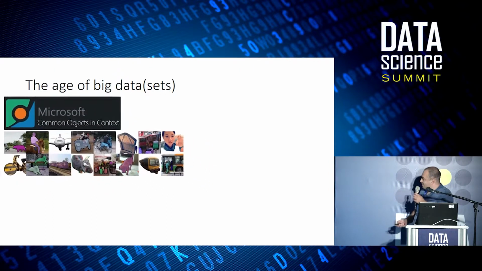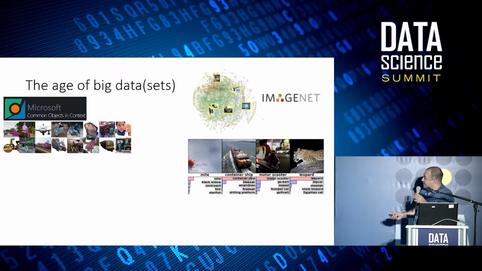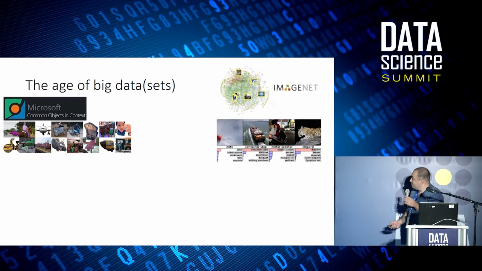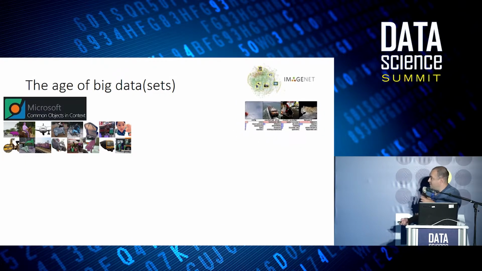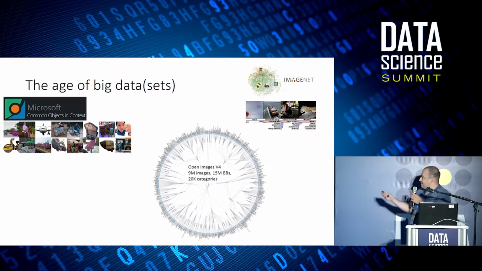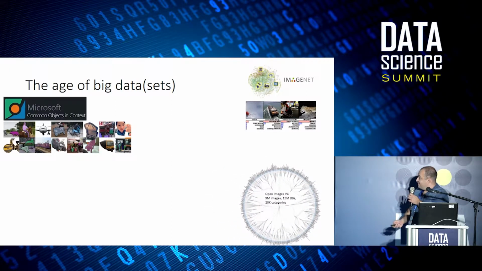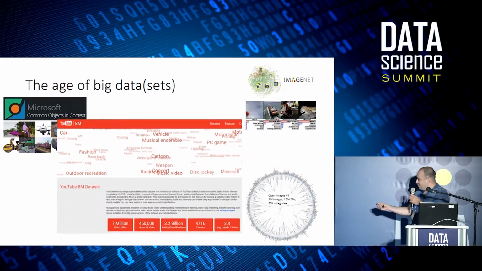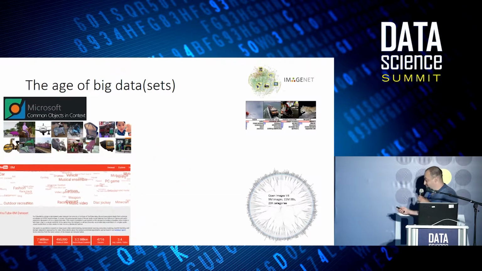As you are all aware, we are in the age of big data, or big data sets. We have COCO, Common Objects in Context, with 80 categories and hundreds of thousands of images. We have ImageNet, now with 22,000 categories and millions of images. We have the new Open Images with a huge amount of images and categories, and even bounding boxes for them. So it's a detection dataset. We have the YouTube dataset with 450,000 hours of video, which is a lifetime.